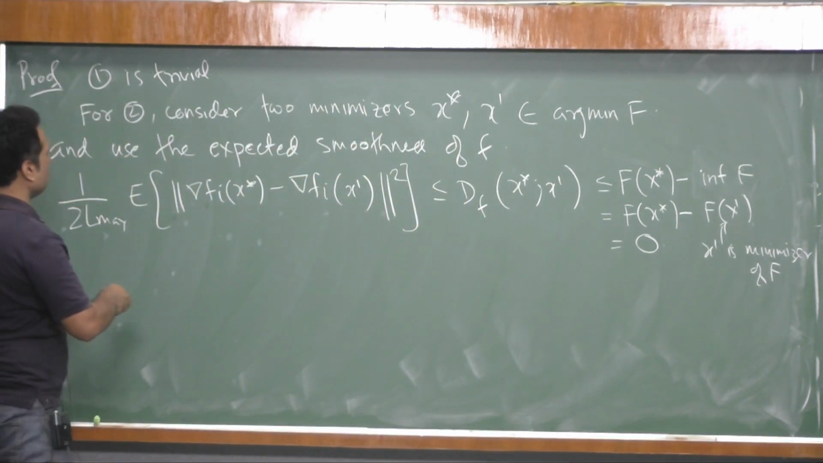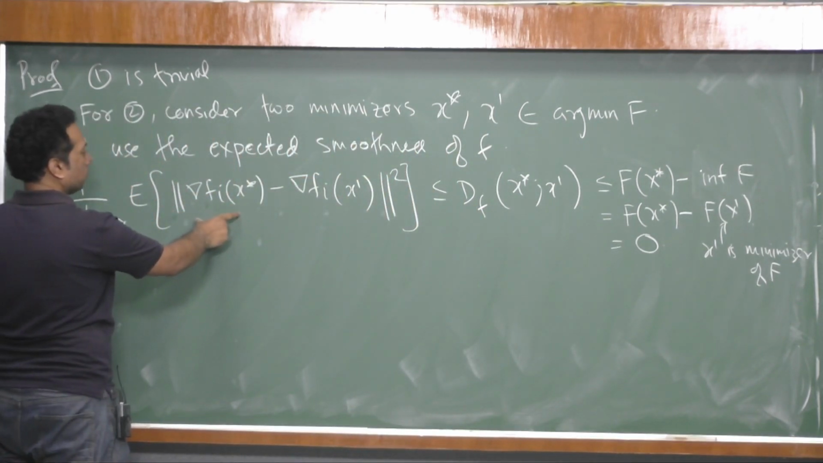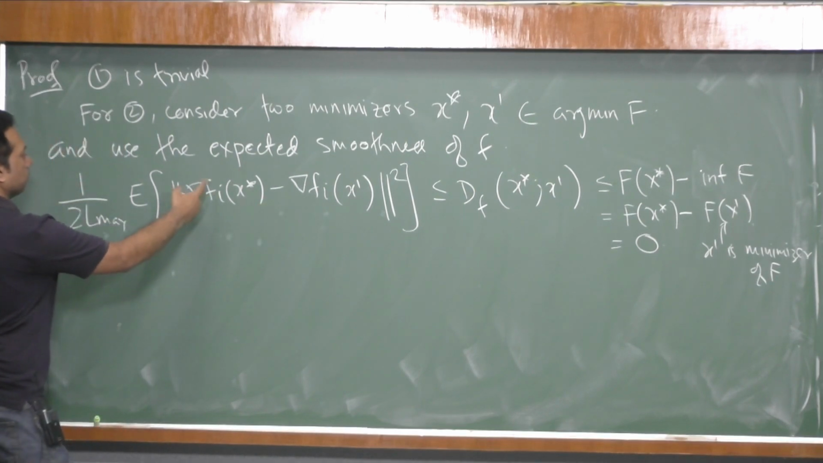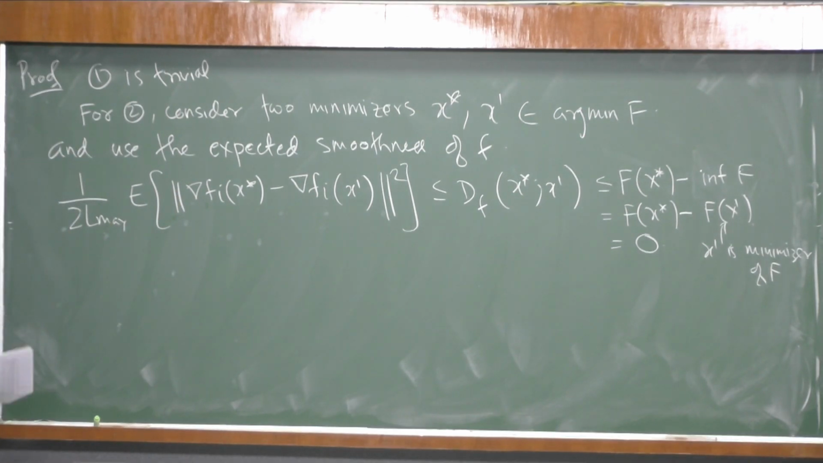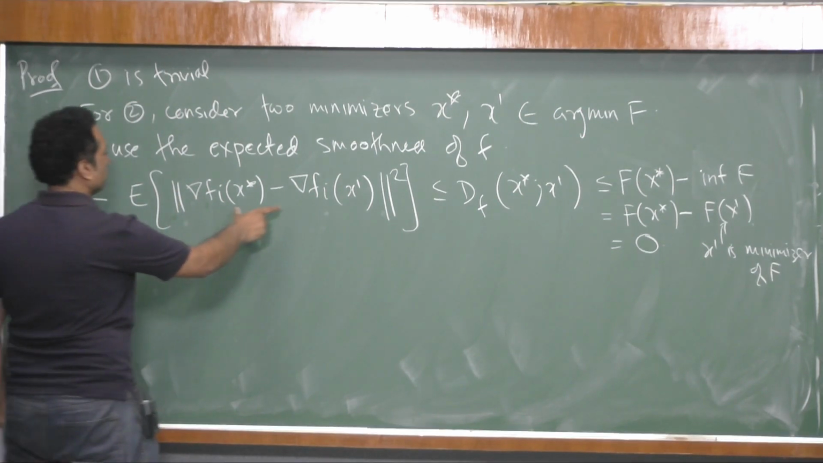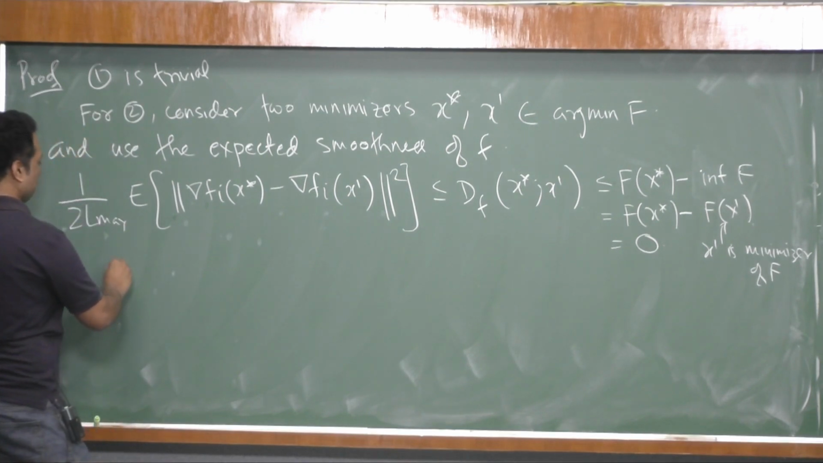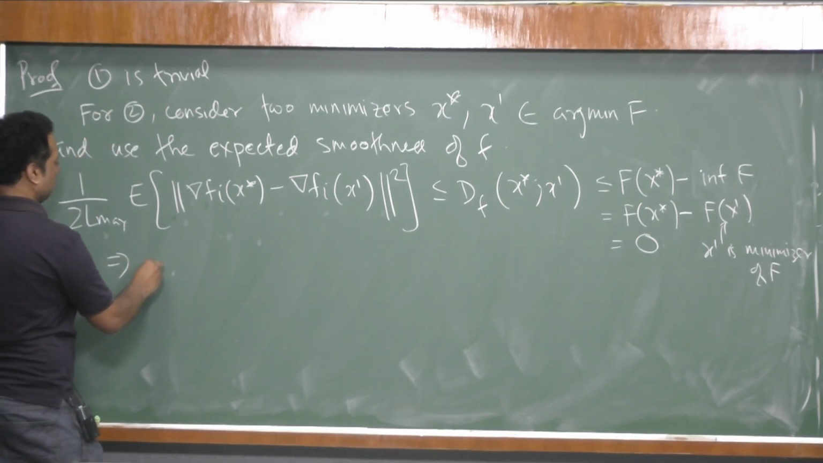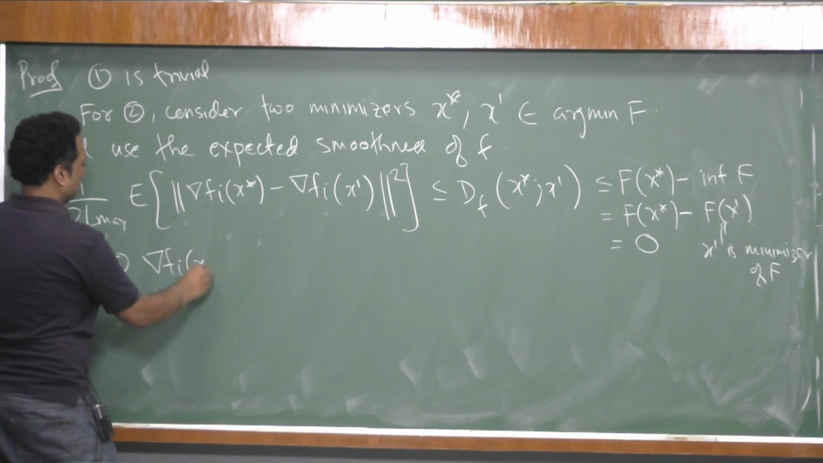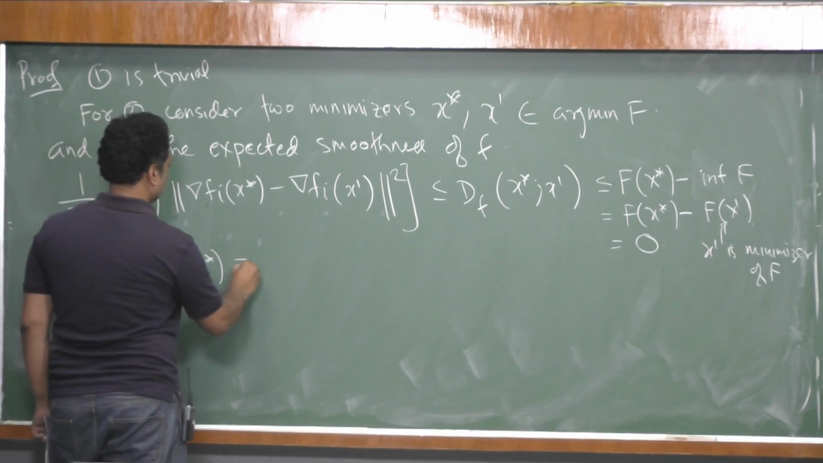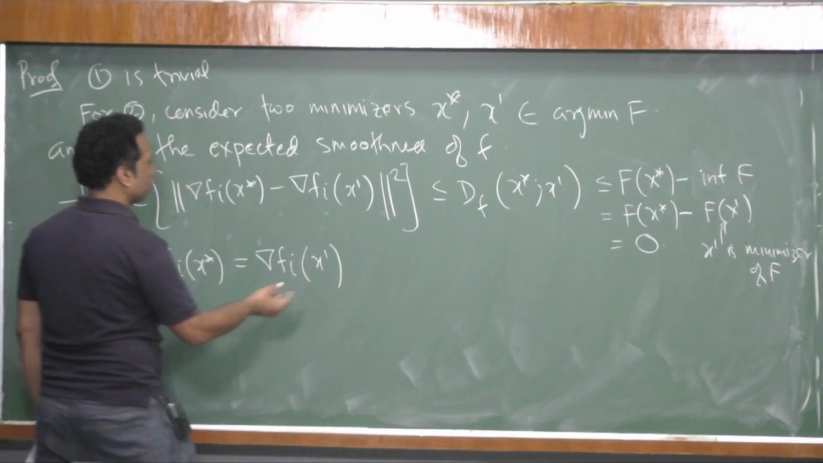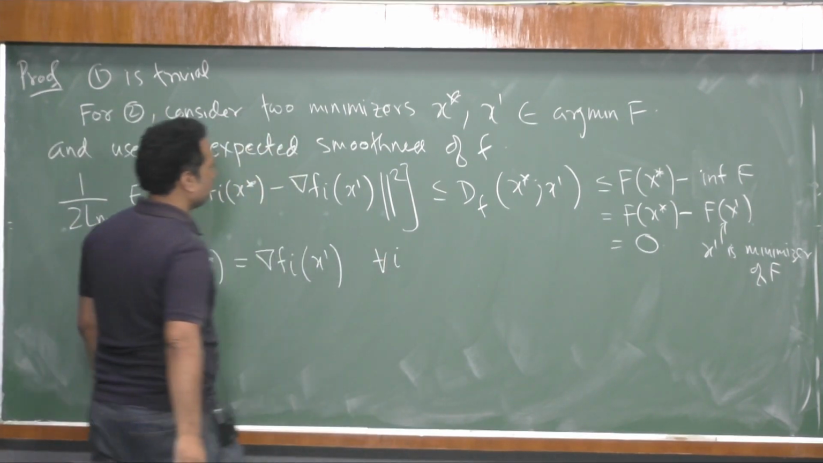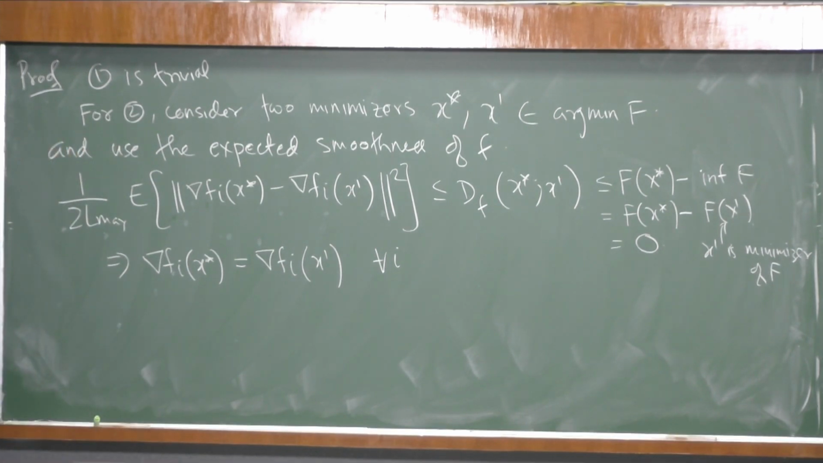So they must be 0. From here what we know is that this guy, being positive, is less than or equal to 0, so the only choice is that the norm of this must be 0, right? Norm being 0 means the argument must be 0. So this implies grad f_i(x*) is equal to grad f_i(x'), and this is true for any arbitrary i, right? This is true for all.